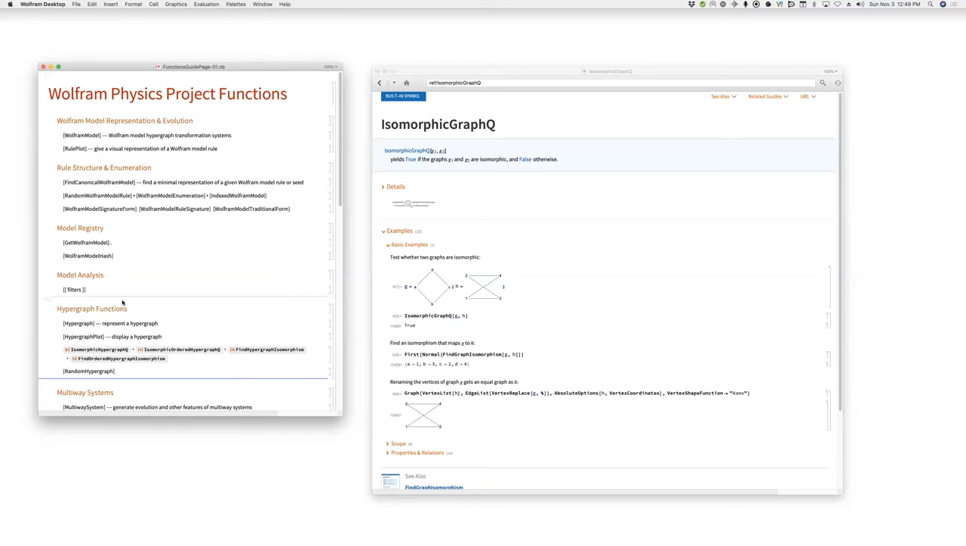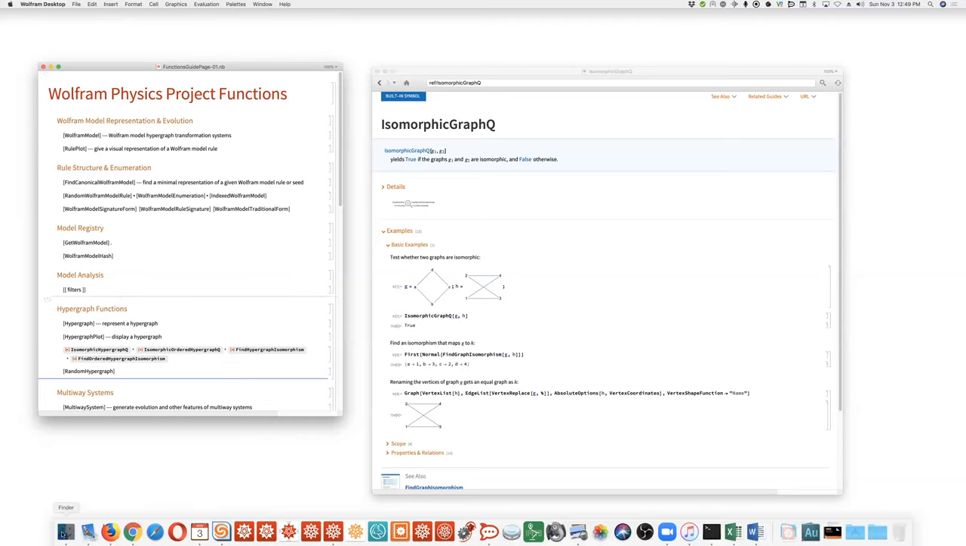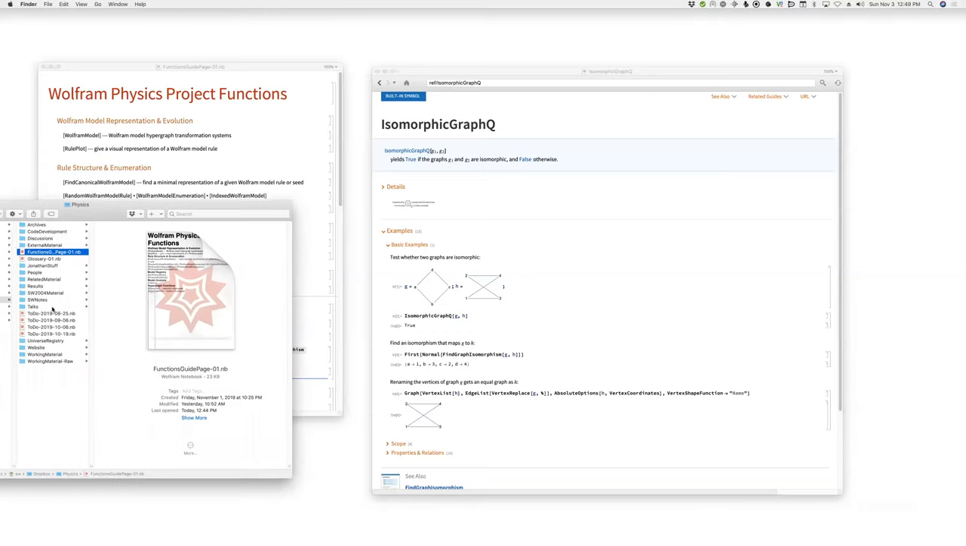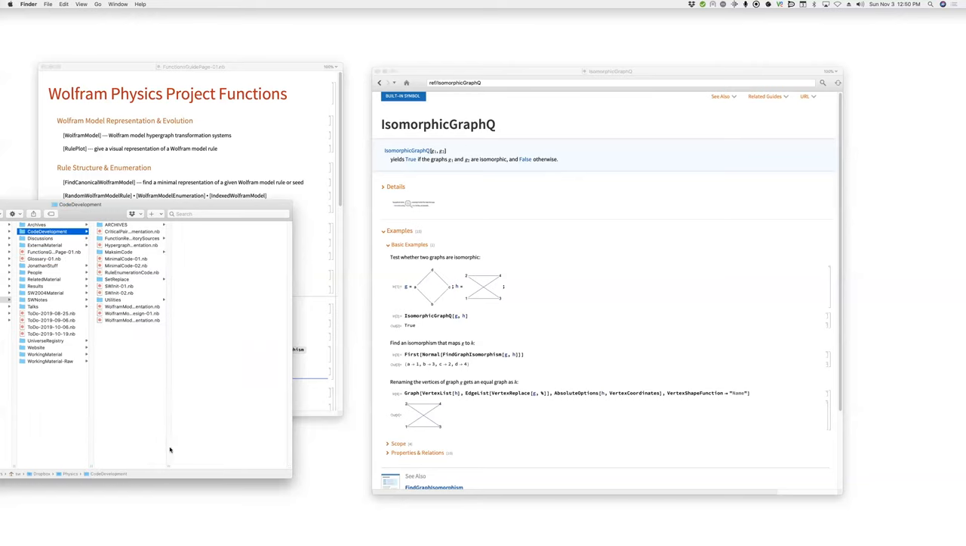Should we make a comment in the documentation to the effect that one can do that? And then maybe you can, where have we put the Wolfram model documentation? It's in code development, yeah. Okay.